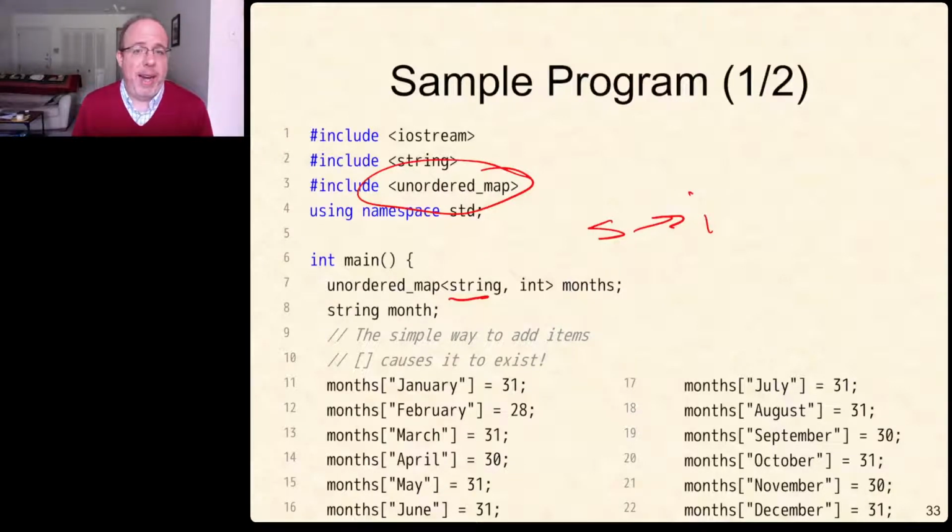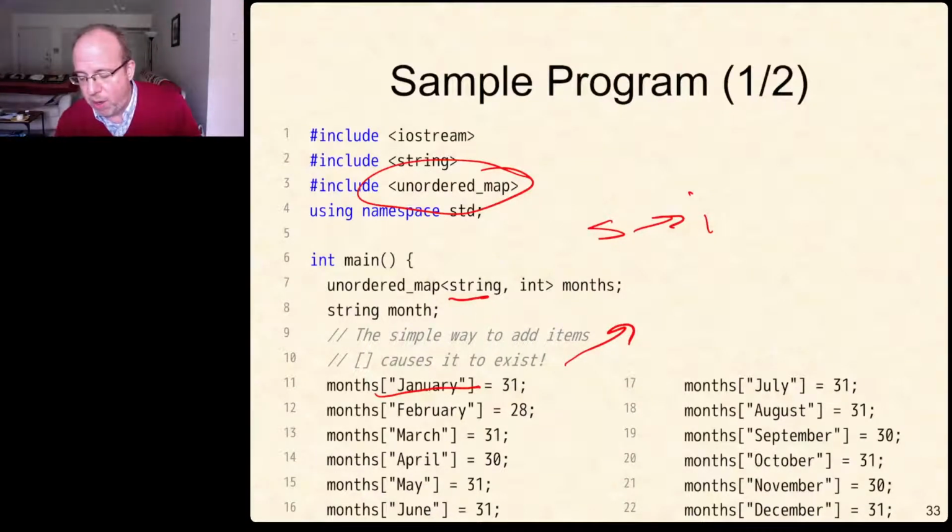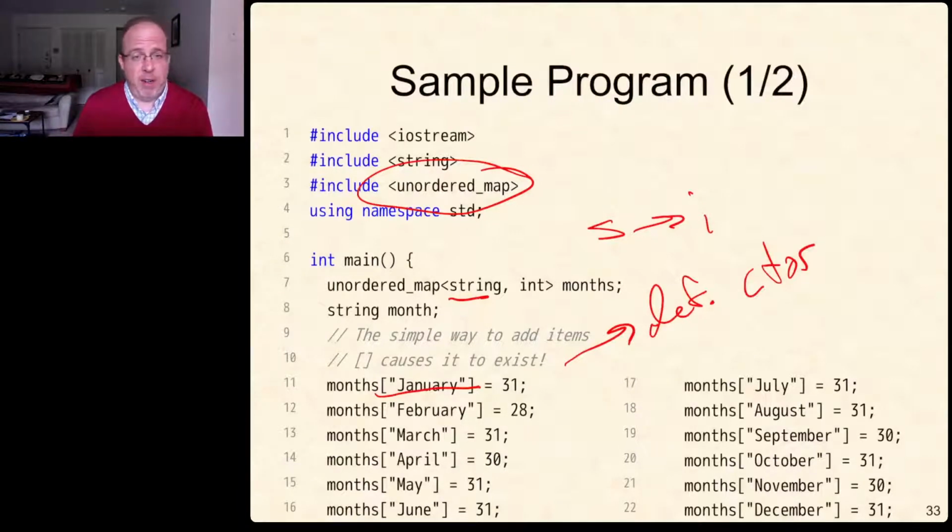The simplest way to add items to an unordered map is to use the subscript operator. The subscript operator brings the object into existence by calling its default constructor. The default constructor for integers is defined. It will set it to 0. So this instantiates an entry in January mapped to 0 and then sets it to 31. And we're going to do this for all of the other months by recording the number of days. And again, we're going to ignore leap year because it's just a pain.